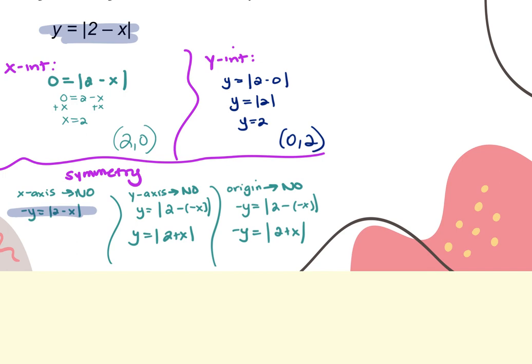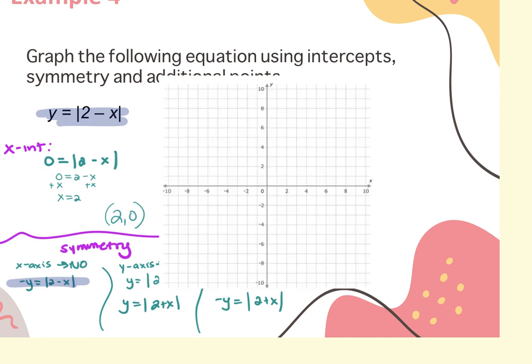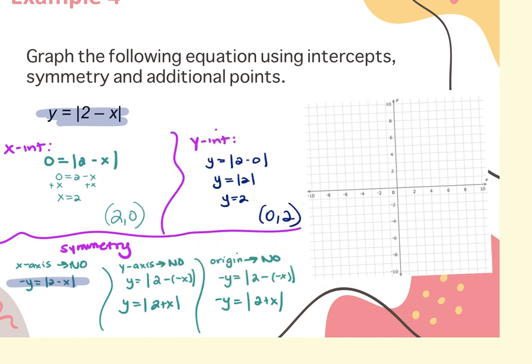All right, now we're going to graph. So I'm going to use what I know already based on what I found, because your quiz is going to do the same thing. It's going to ask you to find all those things anyways. So I'm going to find the intercepts. I'm going to plot those, which are (2, 0) and (0, 2).